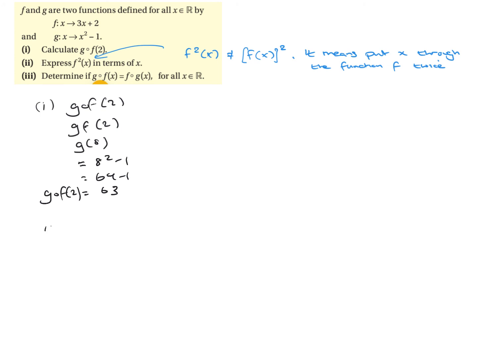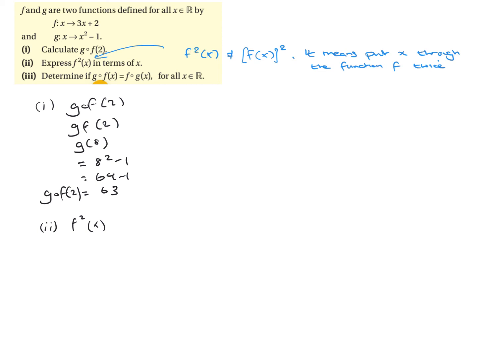Then it says express f squared x in terms of x. Now, you see over here, I've written this in blue for you. We can see that f squared x is not equal to f of x all squared. These are not the same thing. So we don't work out f of x, which is 3x plus 2, and then square it. If you see this subscript of the 2, what that means is run it through the function f twice.